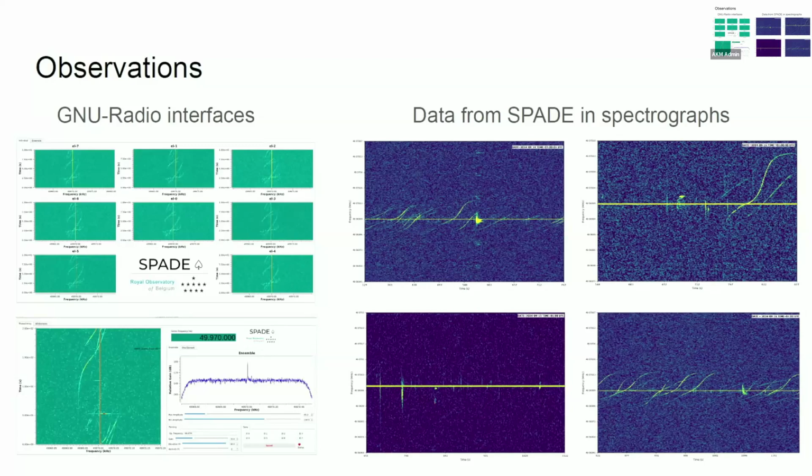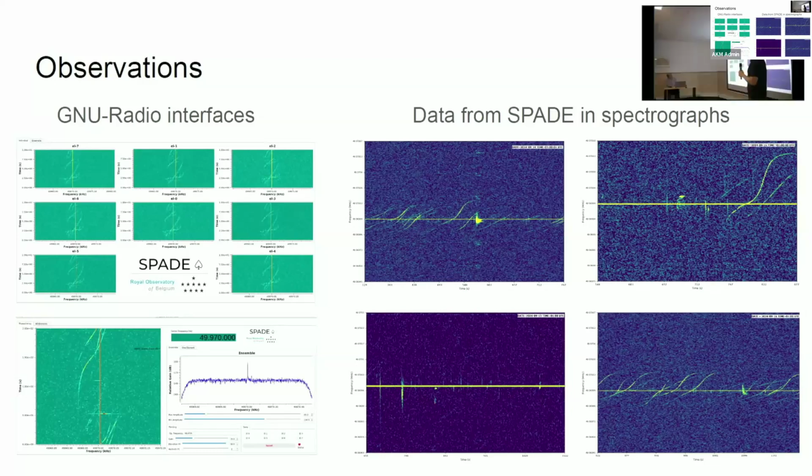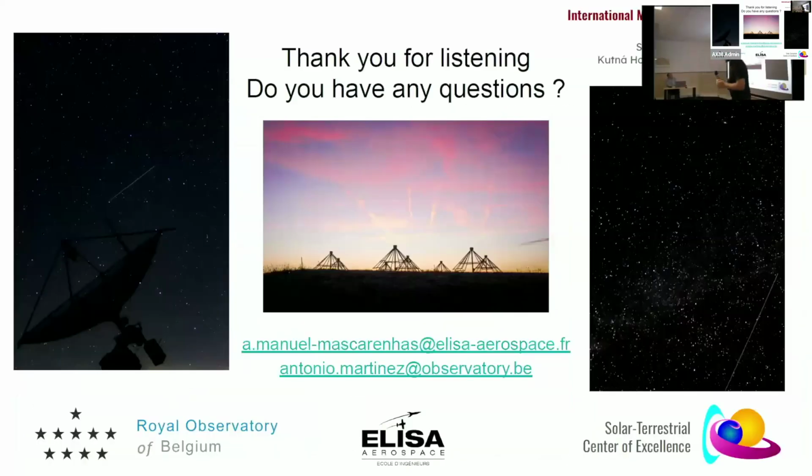But that's a pretty good result for us, because for the first light we already see an epsilon meteor and a quite big overdense. So that's for us a pretty good result. And thank you for listening.